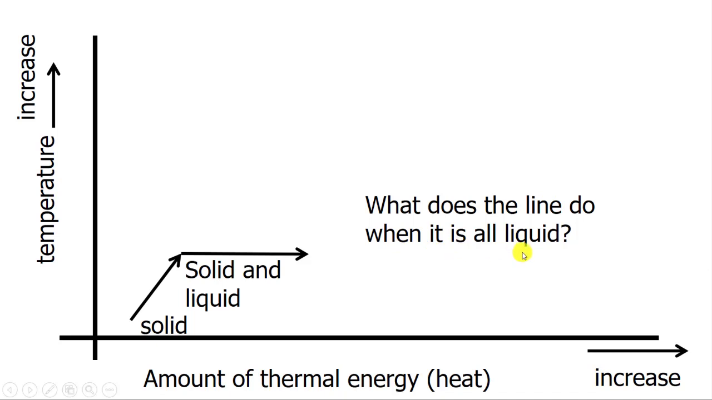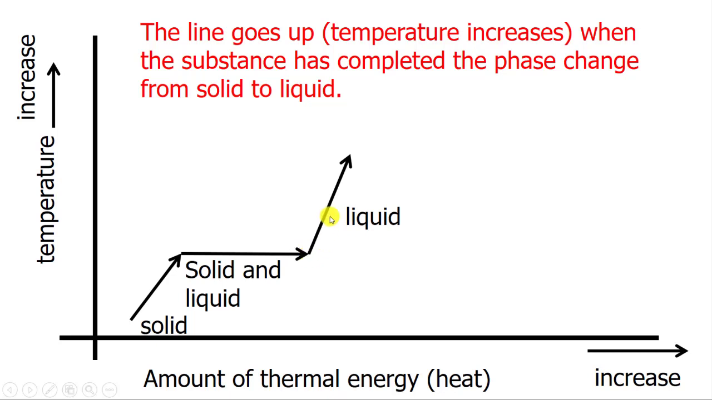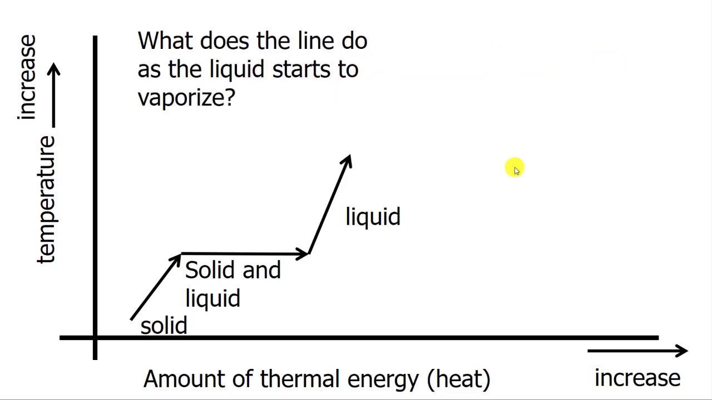What does the line do when it all becomes liquid? So it's solid, liquid. Here it is solid. Here it's solid and liquid. When it all becomes liquid, now that temperature line is going to increase. The substance has completed the phase change from solid to liquid. What does the line do as the liquid starts to vaporize? So here we go. This is all liquid. Temperature goes up, up, up.